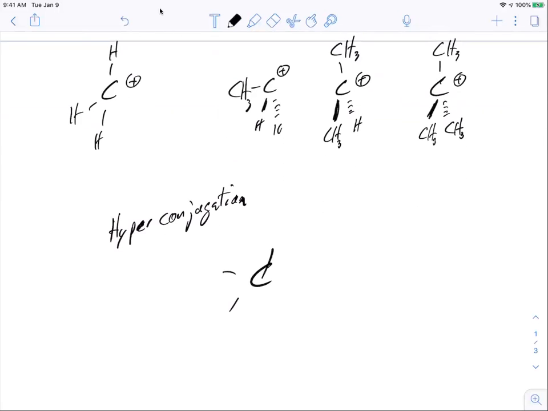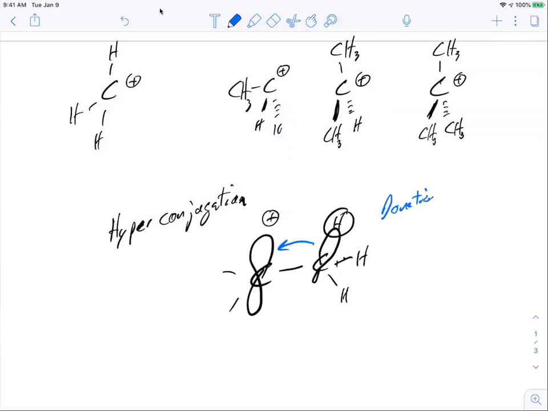So if I have my positive charge, got that empty orbital, and I have a carbon next to it with my hydrogen attached, I can have back donation of electron density from the sp3 orbital, or the sp3 C-H bonding orbital, to the p orbital. So this is called hyperconjugation.